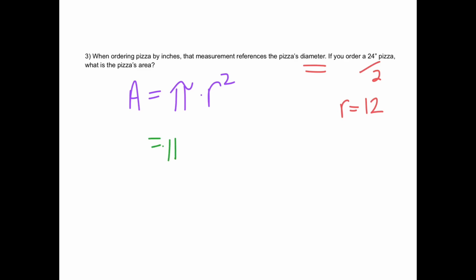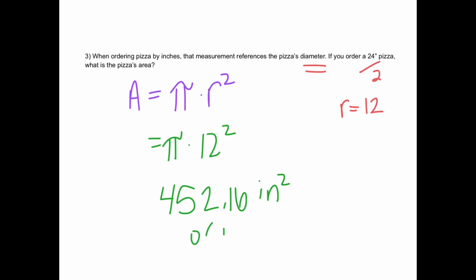Plugging in pi times 12 squared. Again, depending on which form of pi you use, you get 452.16 inches squared or 452.39 inches squared. If you do plug this one into your calculator, and this is the one that uses the pi symbol, you will get 452.3893421, and maybe even a little further depending on your calculator.